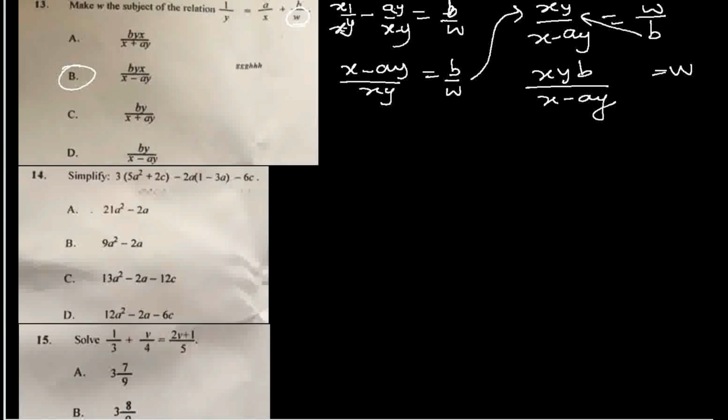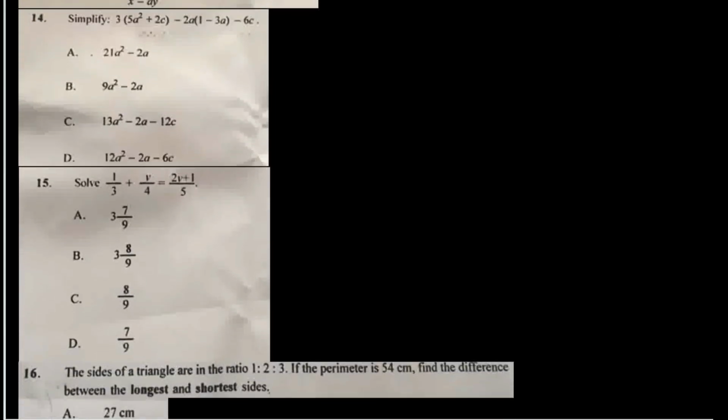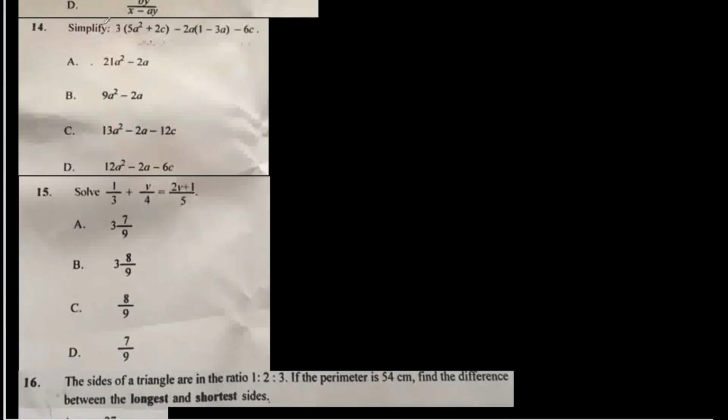Question number 14. Simplify this one. Okay. So 3 times 5A squared is 15A squared. 3 times 2C is 6C.